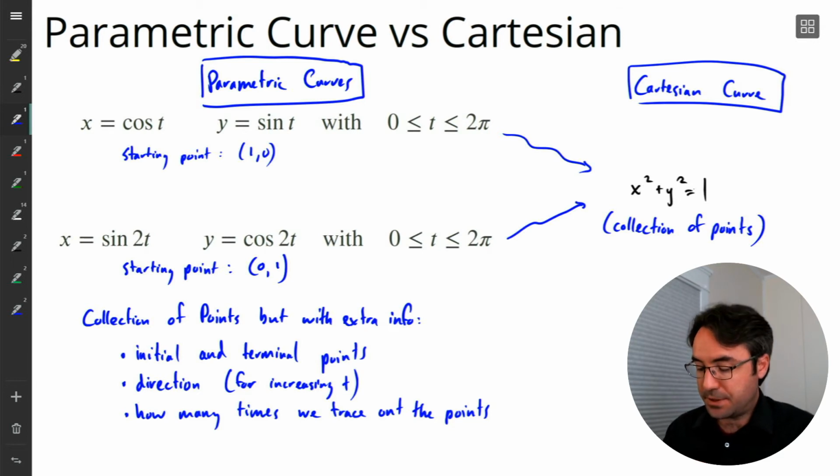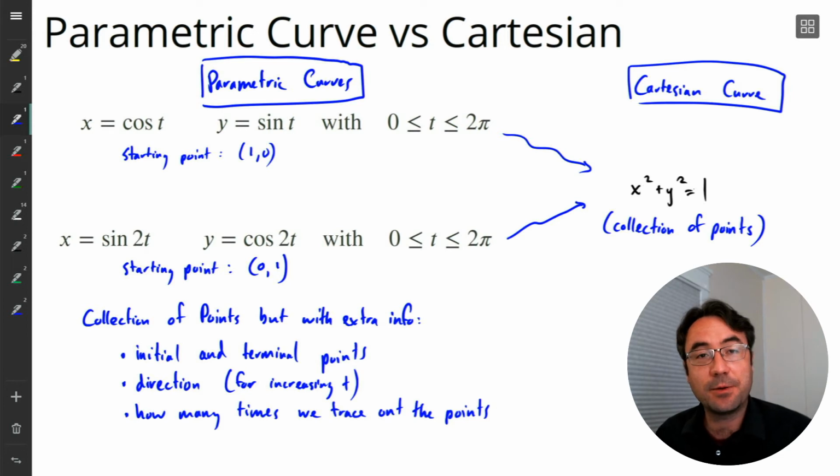And really there's almost a speed here. How fast do we go around the points? So in this parametric curve, we're tracing out that same Cartesian equation, x squared plus y squared equals 1, but we're doing it twice in the same amount of time. So if we were watching a particle go around the circle here, the particle in the second one would be going much faster than the particle traveling in the first example we looked at. So there's almost like a speed. How fast are we traveling around the curve that's associated with our parametric curves?